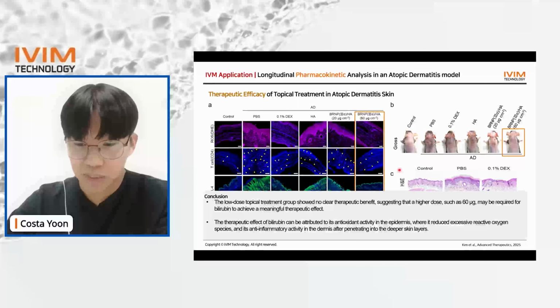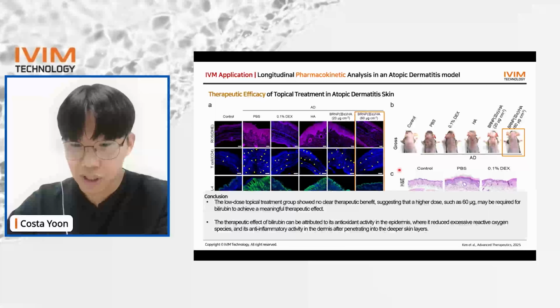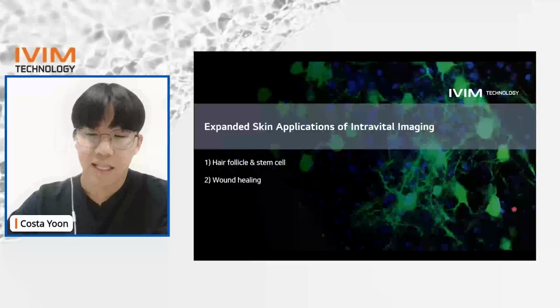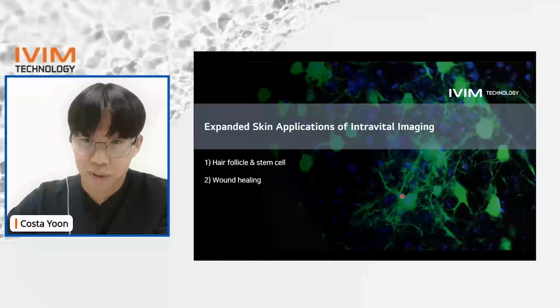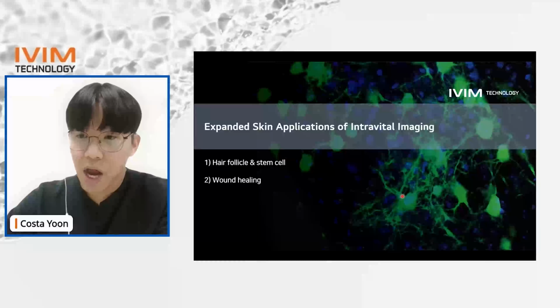So intravital imaging allows us to identify the tissue layers reached by the drug, providing spatial PK information to help explain where the therapeutic effects occur. In addition to psoriasis and atopic dermatitis, our platform can be applied to many other skin research areas. I will briefly introduce examples of hair follicle imaging and wound healing analysis.